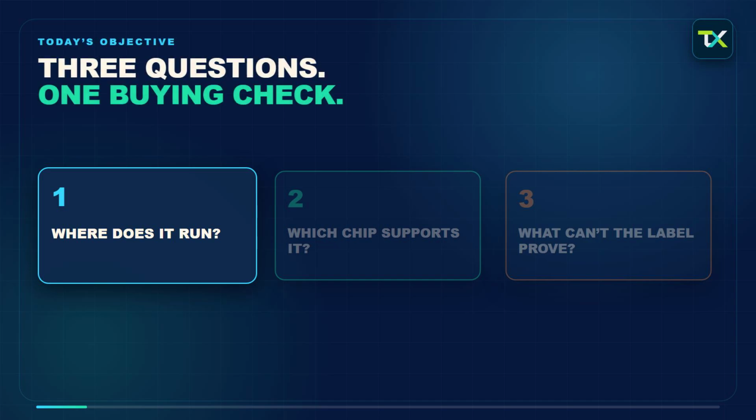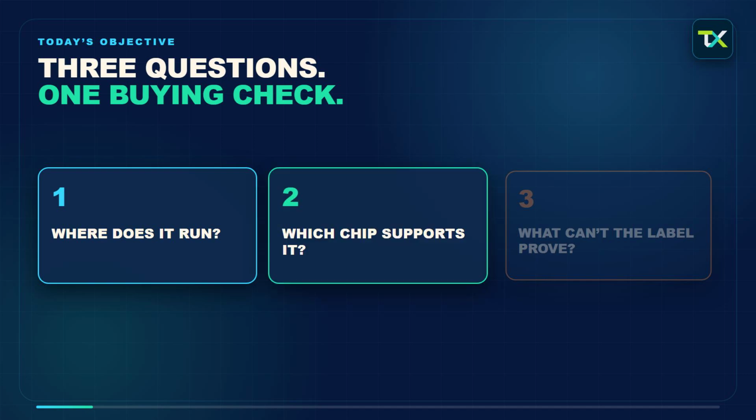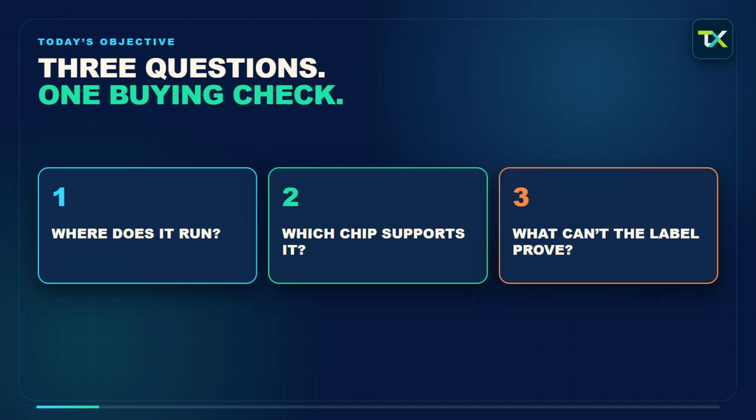Today, we are separating supported artificial intelligence features from general laptop performance. We will answer 3 questions before you compare any artificial intelligence PC. First, where does the artificial intelligence model actually run? Second, which processor class can support that workload? Third, what can the artificial intelligence PC label never prove by itself? At the end, we will have a simple 3-step buying check that starts with your real workload.